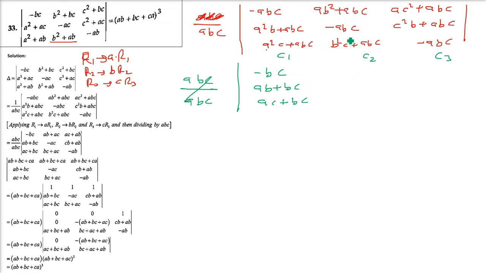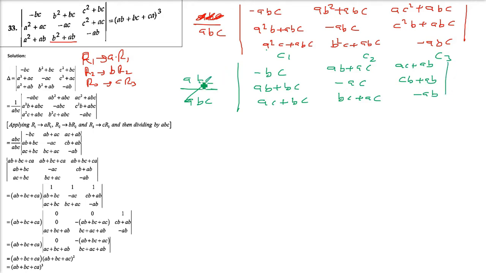Similarly here, from this column we'll take B common. You get AB plus AC. Here we get minus AC. Here we get BC plus AC. From this column we take C common. So AC plus AB, CB plus AB, and then minus AB.